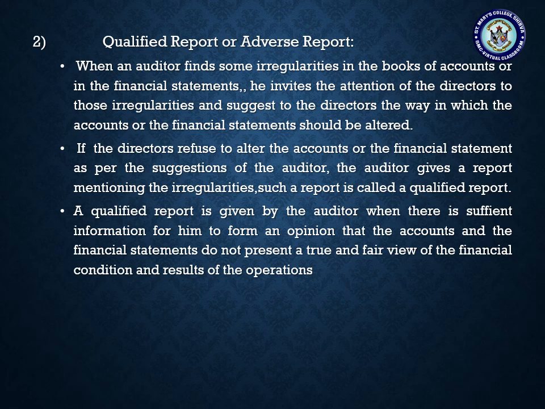That is, he has complained to the directors regarding the irregularities. He has suggested corrections, but his suggestions were not accepted, and the directors did not alter the accounts or the financial statement. So then he is going to give a negative report. He may simply say in his audit report that the books of account of the concern are not regularly maintained, or that there are irregularities in the books of account or the financial statement.